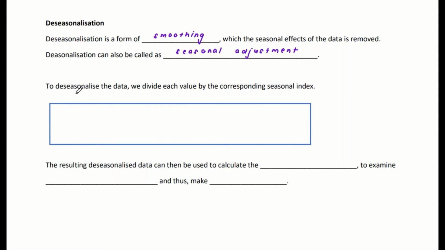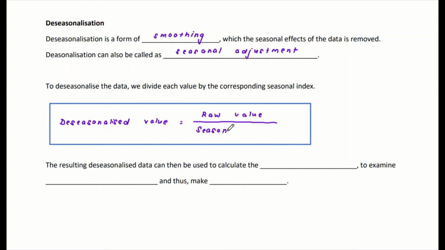So how can we do that exactly? To deseasonalize the data, we need to divide each value by the corresponding seasonal index. So we can write down a formula here. The deseasonalized value will be equal to the raw data, meaning the raw value that is given in the question, divided by the seasonal index.